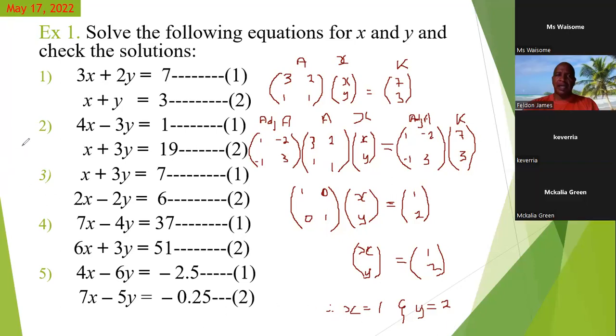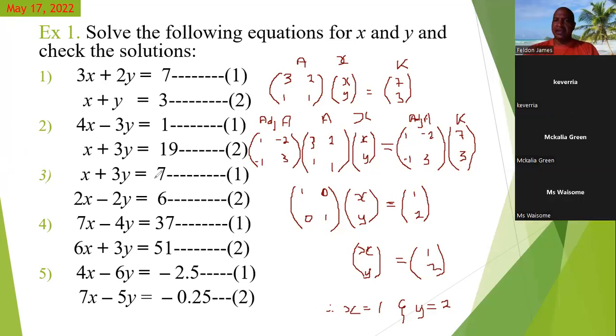So go ahead now and do question 2 and question 3. And then after you finish those, we'll move on to look at the inverse method. All right, guys. When you finish with question 2, raise your hand so that we can quickly check the answer.